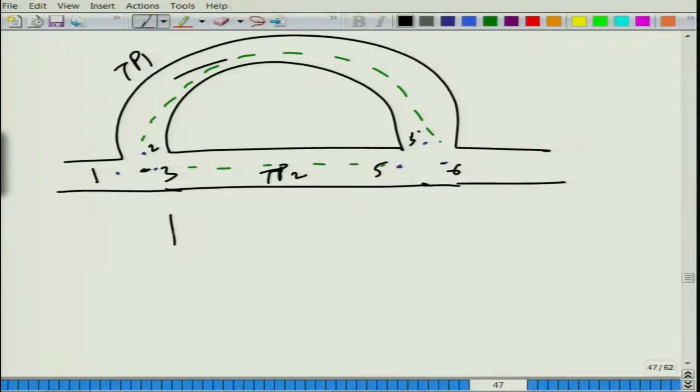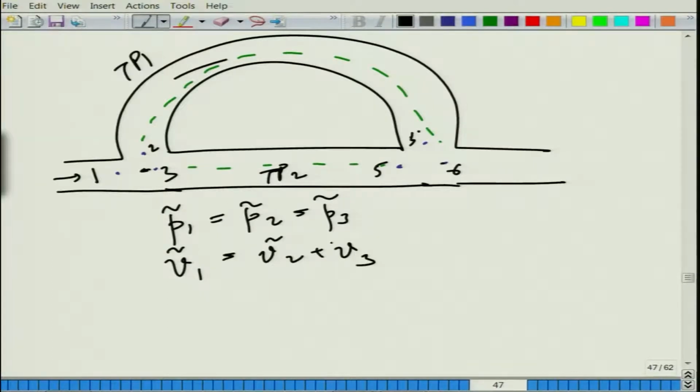So, here we will write this as P1 is equal to P2 tilde is equal to P3 tilde, and your velocity gets split into 2 parts. V1 that comes here gets split into V2 tilde plus V3 tilde. Okay. It gets split into 2 parts. And another thing that you have, let us first get done with the junction laws. So, P4 tilde is equal to P5 tilde is equal to P6.